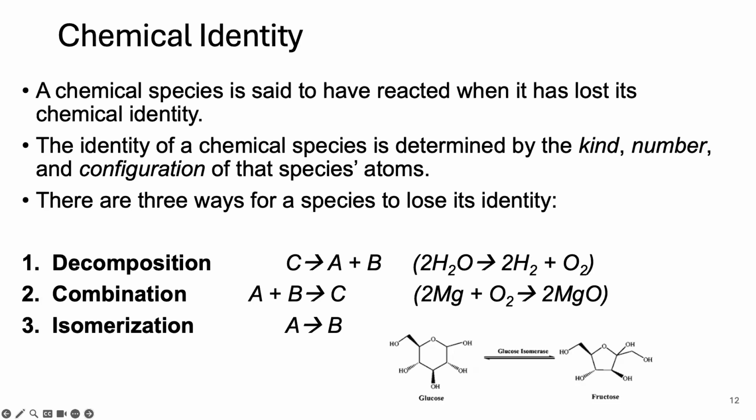And so there are 3 main ways that a species can lose its identity. It can decompose. So C could go to A plus B, something breaking down, for example. It can combine with another chemical. A plus B goes to C. Or it can undergo an isomerization. So the molecular formula stays the same, but the structure changes.